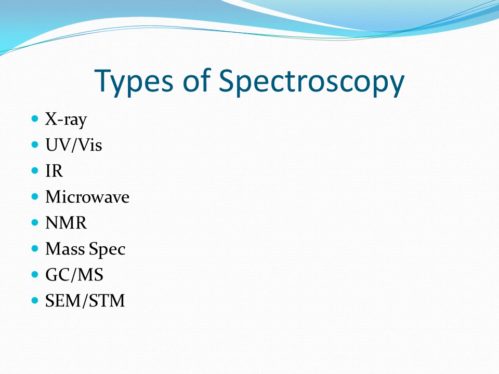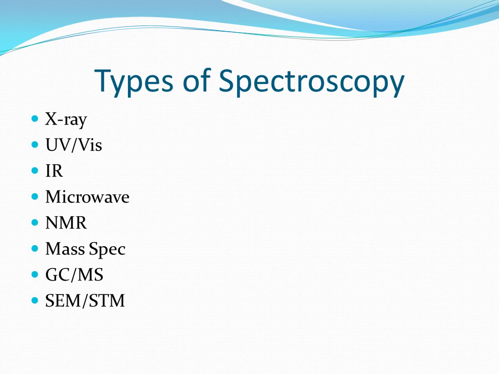Nuclear magnetic resonance takes advantage of the nuclear spins on certain atoms. Typically there's a lot of proton NMR, but you also have carbon-13 NMR and some others. Mass spec essentially separates molecules by their mass.